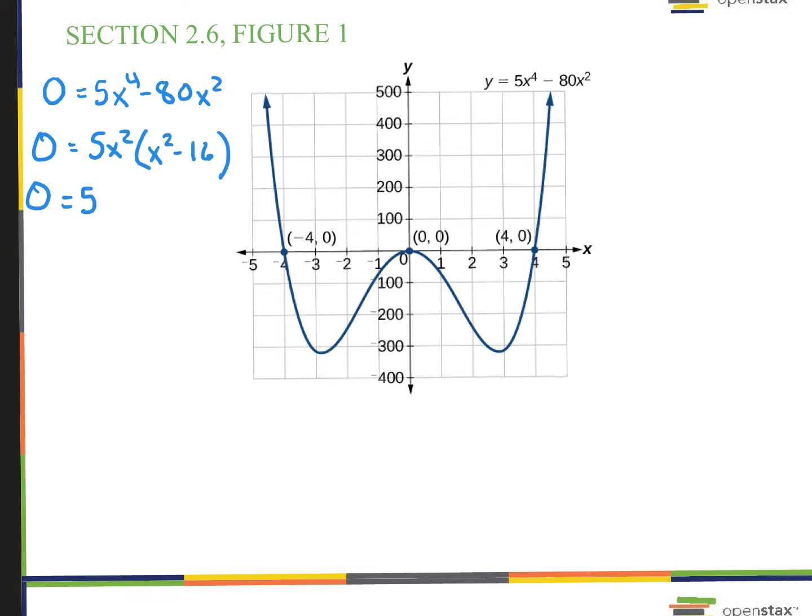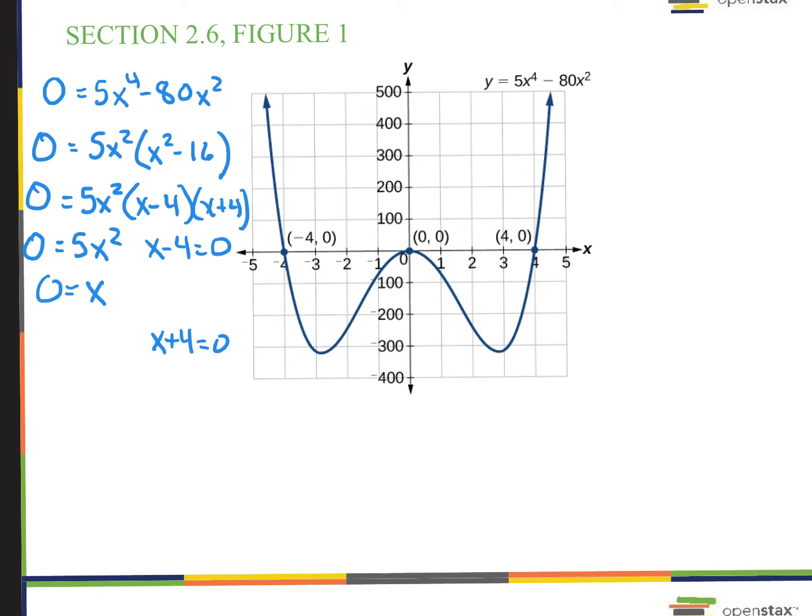We have the difference of two squares here inside the parentheses. And then once again, we can use our zero product property. So right here, we'll get x to be 0, x to equal 4, and x to equal -4.